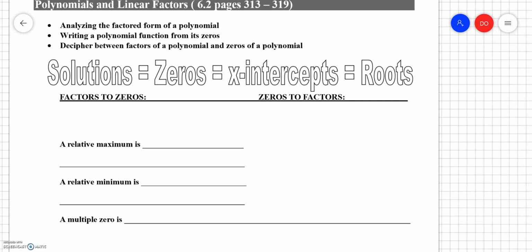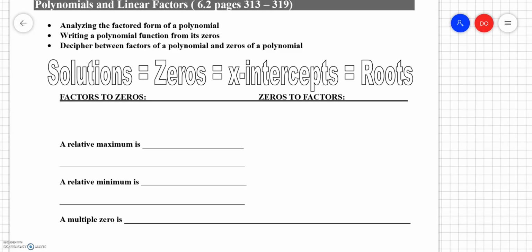Welcome back. This is Algebra 2, Unit 4, Section 6.2, Polynomials and Linear Factors. This is video 1 of many. I'm going to go through some vocab to start for this section, and the goal is really to get comfortable with factors and what they look like as zeros and interpreting those in both directions as well. If we were given zeros, we'd be able to write them as factors.